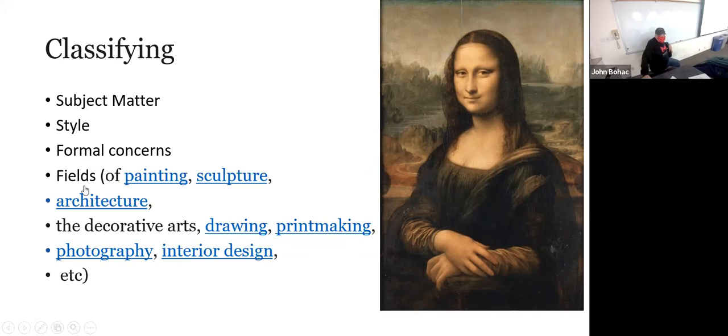Formal concerns and styles, we'll track that. That's going to be a through line in this class, style. Because what we'll find, what I'll show you, is that artists do things a certain way for a while and then they change. And sometimes we actually know why that happened. They changed because, well, for instance, the change from medieval art to Renaissance art.